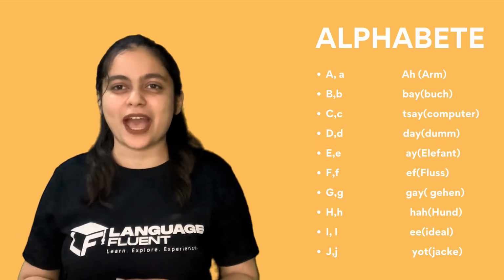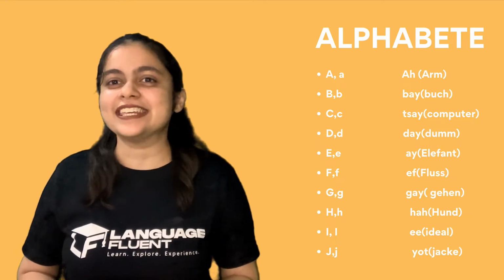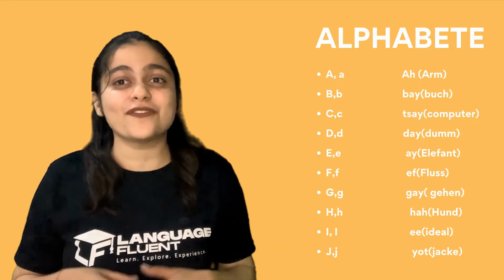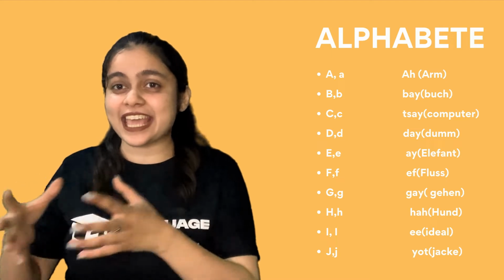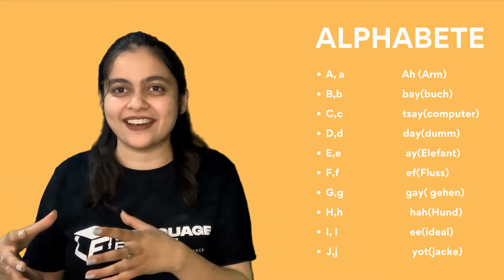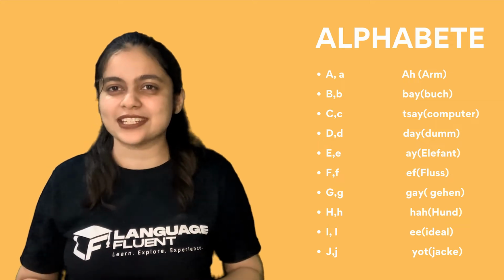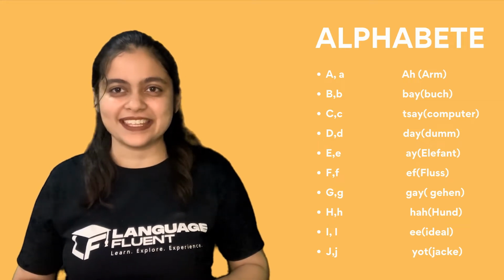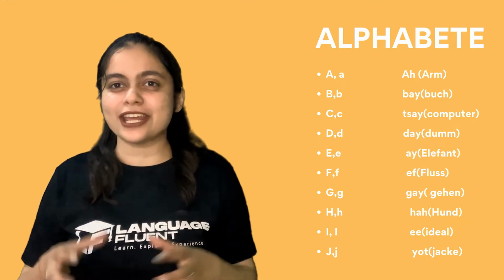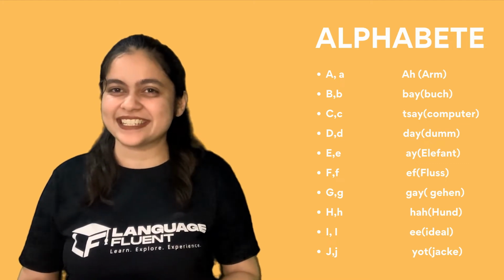The example for the vocabulary for the same is Jacke. Now spelling of Jacke is J-A-C-K-E. Okay, but pronouncing it with an English J is wrong. You have to pronounce it as Jacke, with a Y sound. And Jacke in English means a jacket.